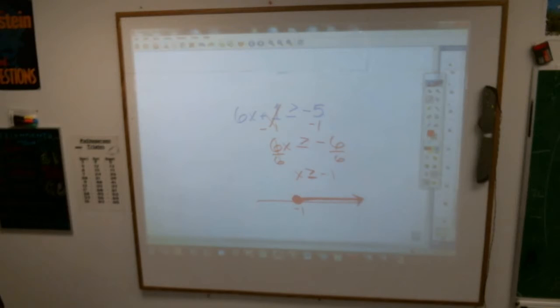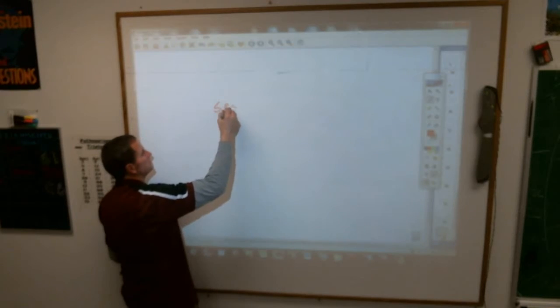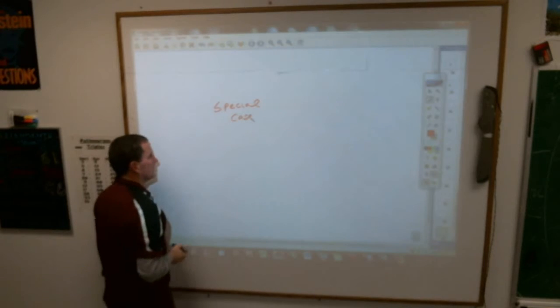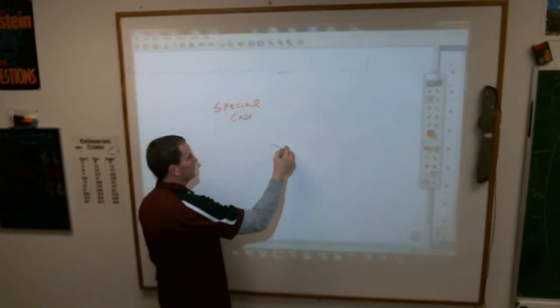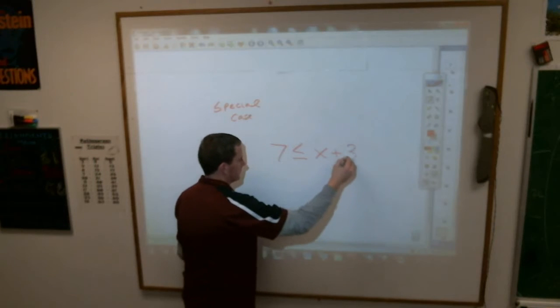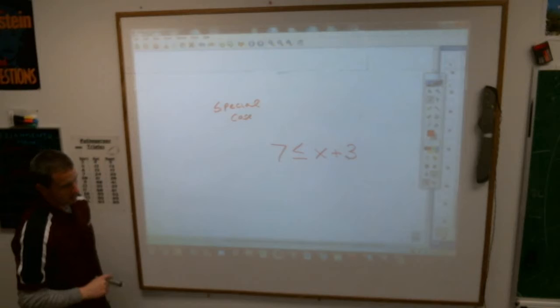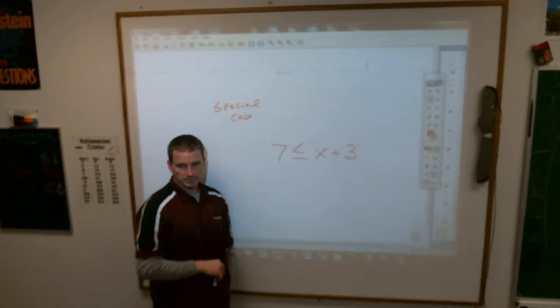Now, a couple special cases here, children. Take a look at this. Do not neglect to write down this example. In inequalities, the x has to be on the left side. If you run across this, you can still solve it for x. What would I do to solve that for x?